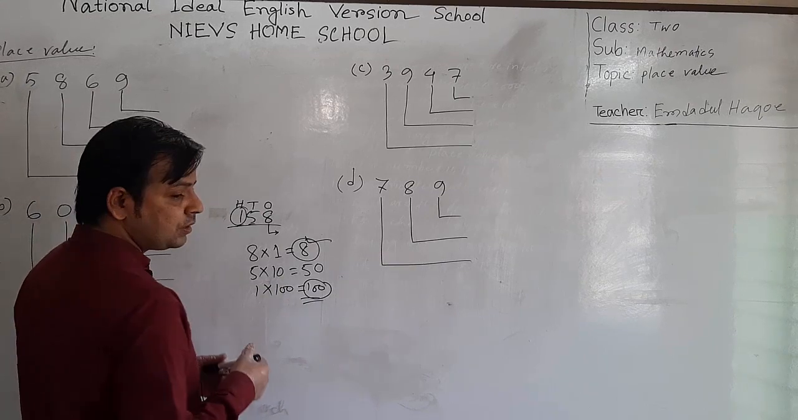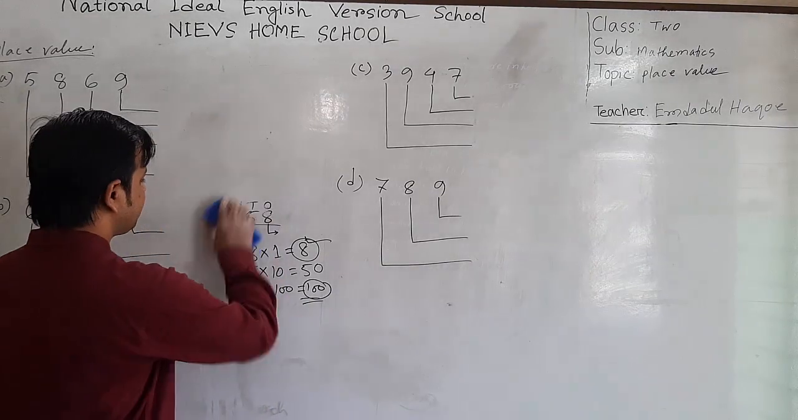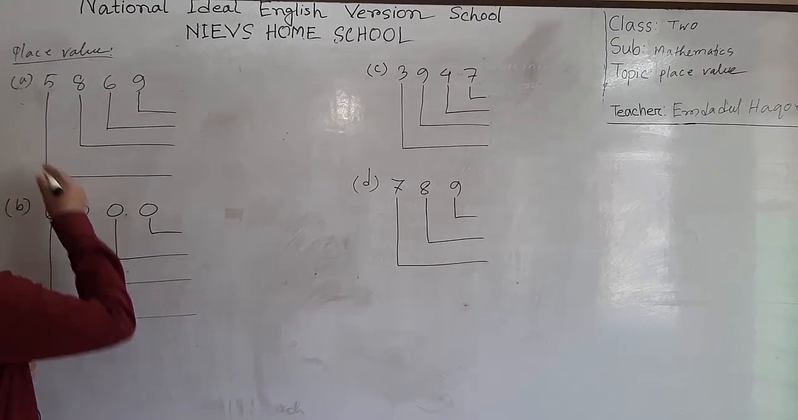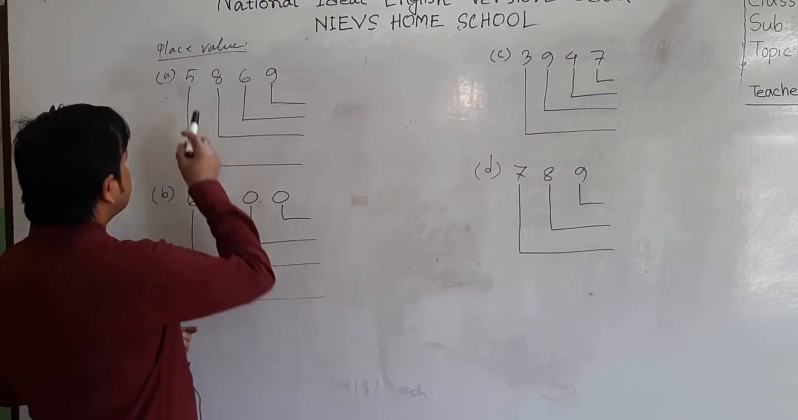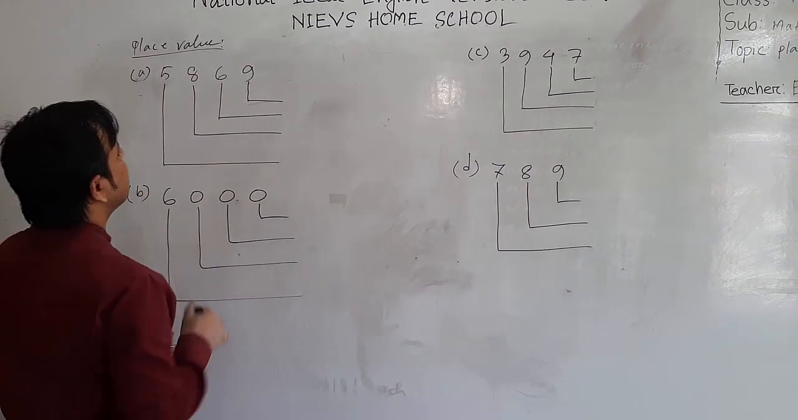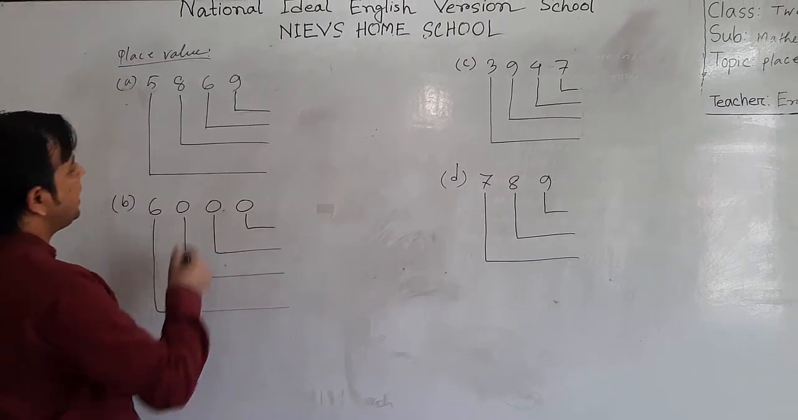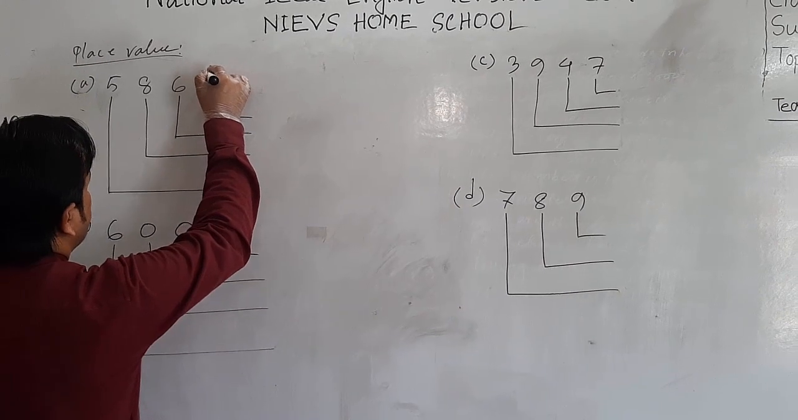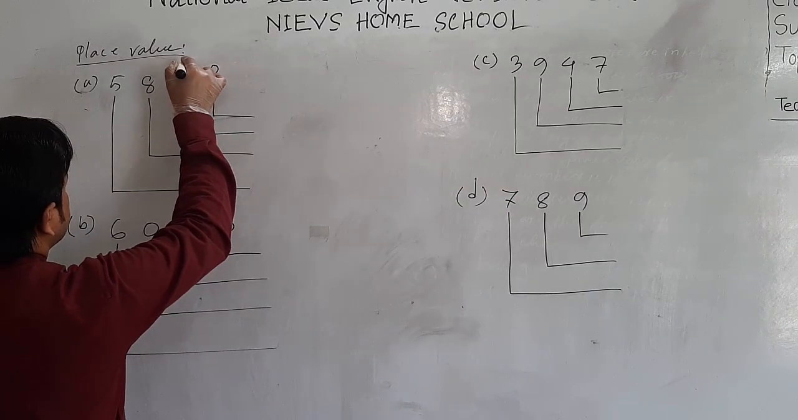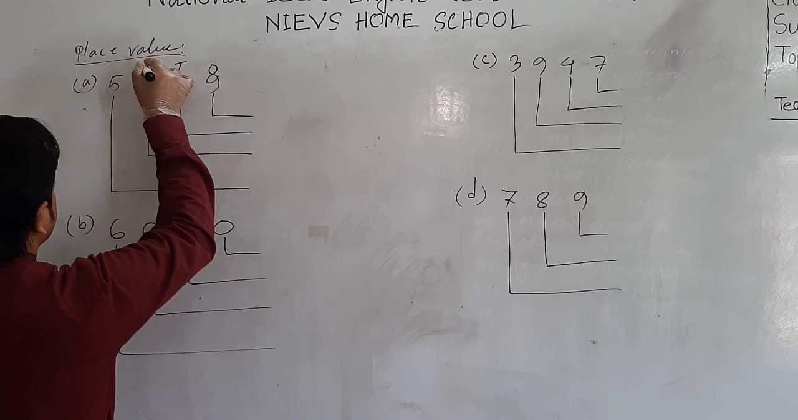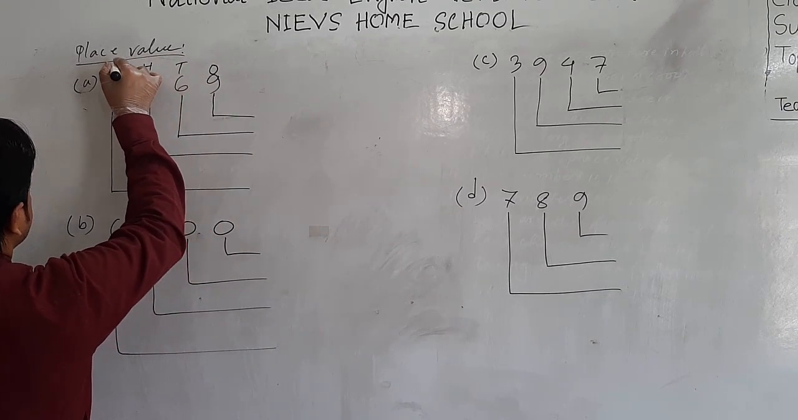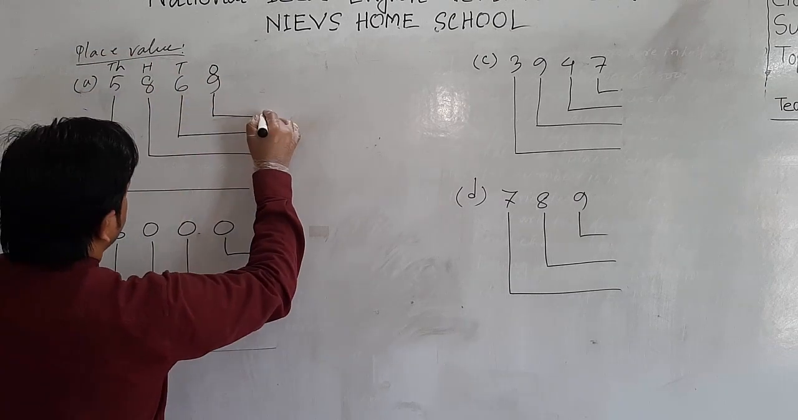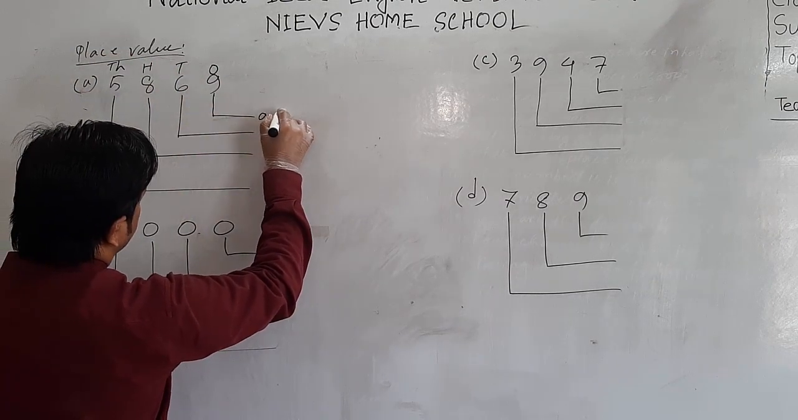Let us solve some questions. Four numbers given here. First number A, that is 5869. This is a number. We have to show the place value of the digits of the number. Here first digit is 9. 9 is in ones place, 6 is in tens place, 8 is in hundreds place, and 5 is in thousands place. So place value of 9 will be 9 ones.